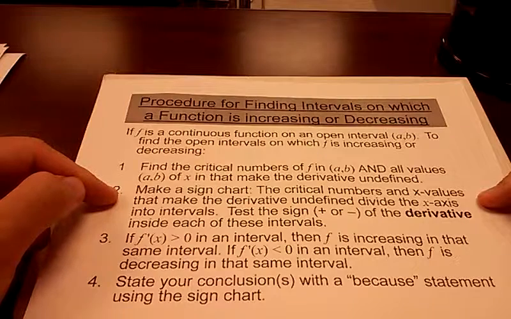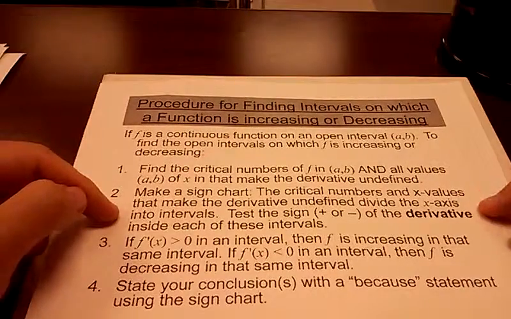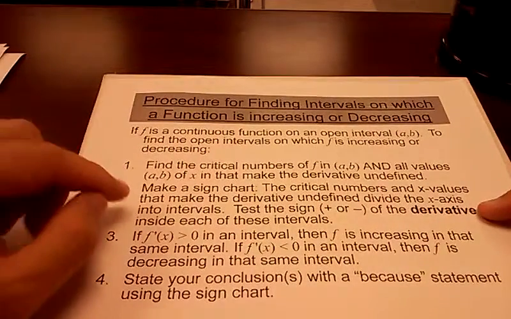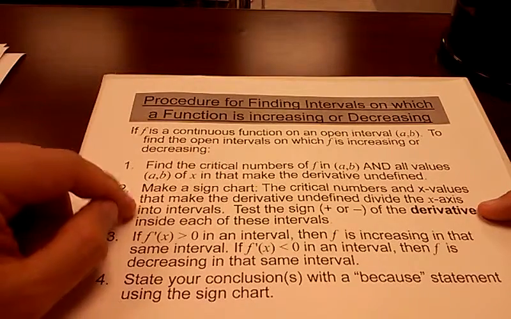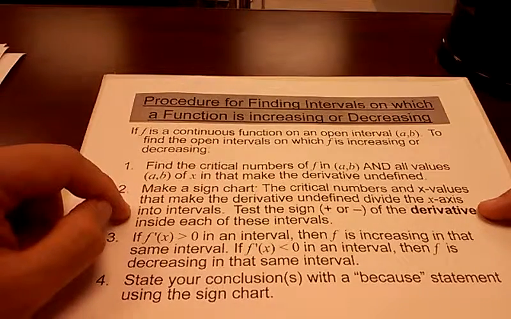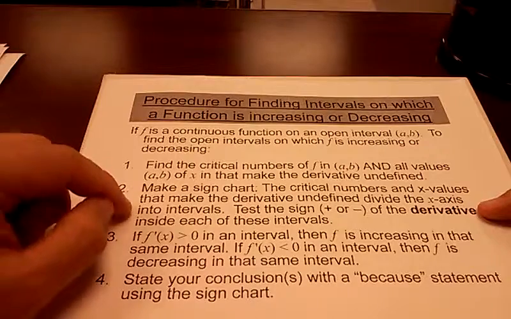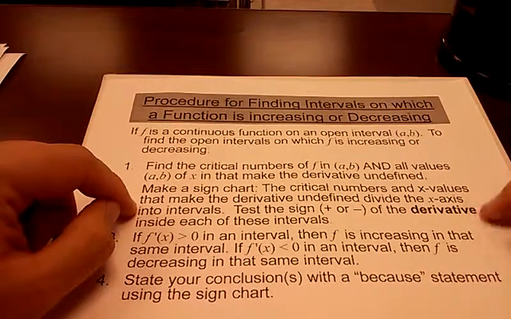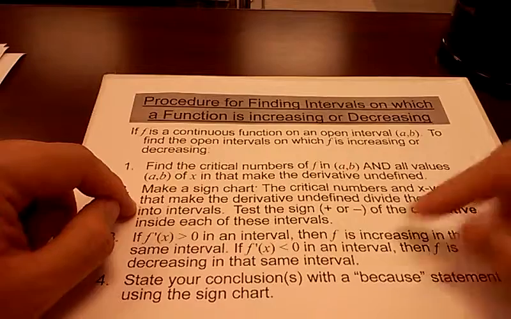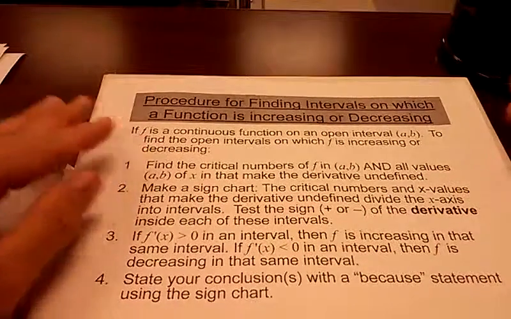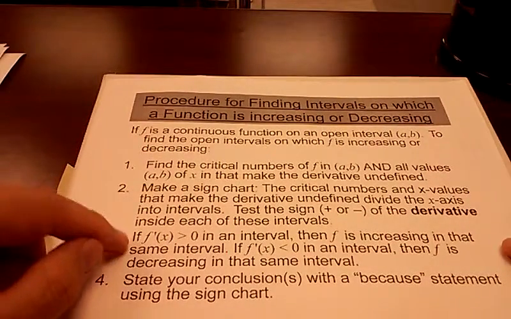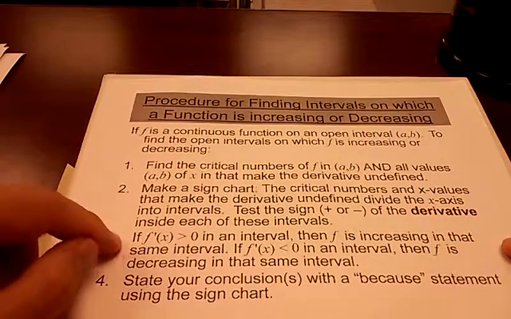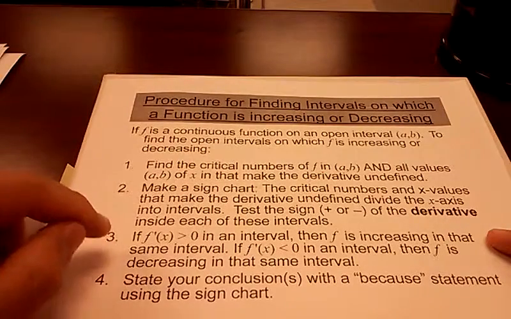Basically the sign chart consists of the critical numbers and any x values that make the derivative undefined. We're going to test the sign of the derivative between those critical numbers. So basically, you're going to pick a number to test, plug that into the derivative, and whatever the sign is, either plus or minus, that'll tell you if it's increasing or decreasing. Because remember, if the derivative value is greater than 0, so positive, then it's increasing. If the derivative value is negative, it is decreasing.